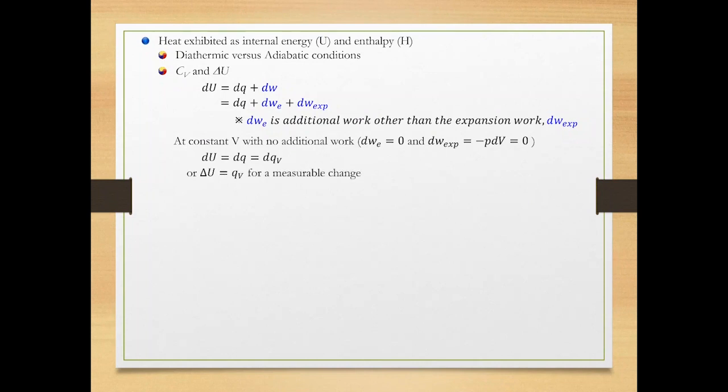For a measurable change, delta U equals Q sub V. Take note that the symbol delta is used for state functions like internal energy, enthalpy, volume, pressure, etc. Heat transferred is directly proportional to temperature change, or delta T. If you use a proportionality constant, C sub V, it can be written as Q sub V equals C sub V times delta T. The C sub V is called calorimeter constant, or heat capacity at constant volume.